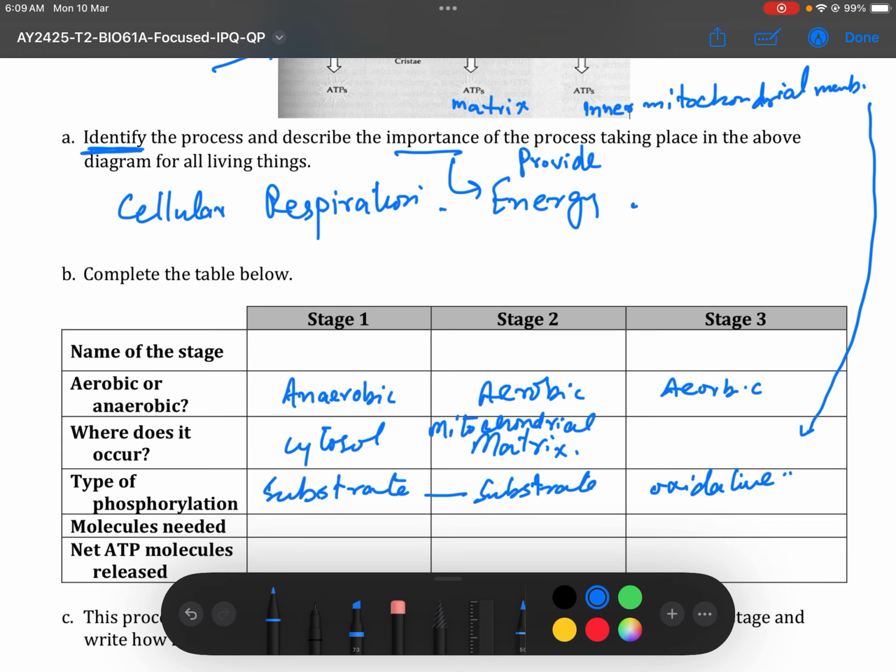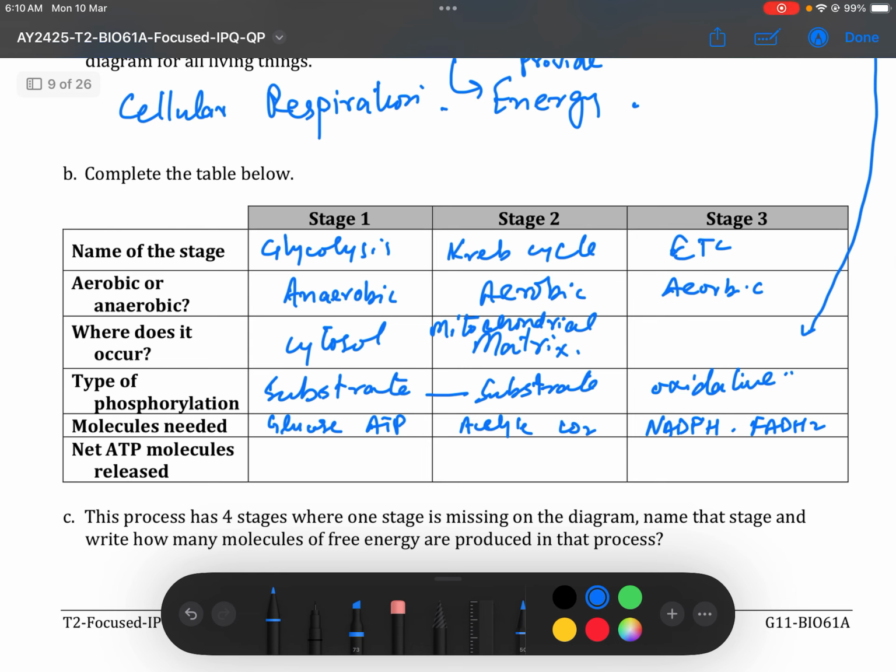Molecules needed, of course, over here is glucose, and also we said we need ATP, and on the second hand stage 2 is acetyl CoA because this is Krebs cycle. Okay, this is ETC and this is glycolysis. Then here what do you need? You need NADH, NADPH and FADH2. So these are the molecules you need. How many net ATPs are released? 2, and this one, as I told you above, you can say 32.